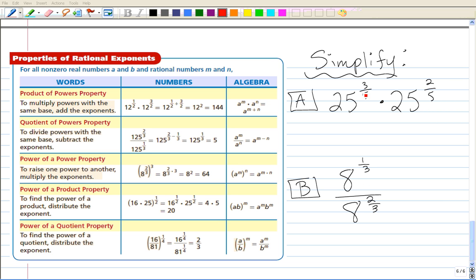So let's look at these two examples over here. We have 25 to the 3/5 power times 25 to the 2/5 power. To simplify these, always think about which property you can use. Well, I have like bases here, and they're being multiplied. So when I have like bases being multiplied, I add the exponents together. So I have 25 to the 3/5 plus 2/5, and 3/5 plus 2/5 is 5/5. Well, 5/5 is just 1. So 25 to the 5/5 power is 25.